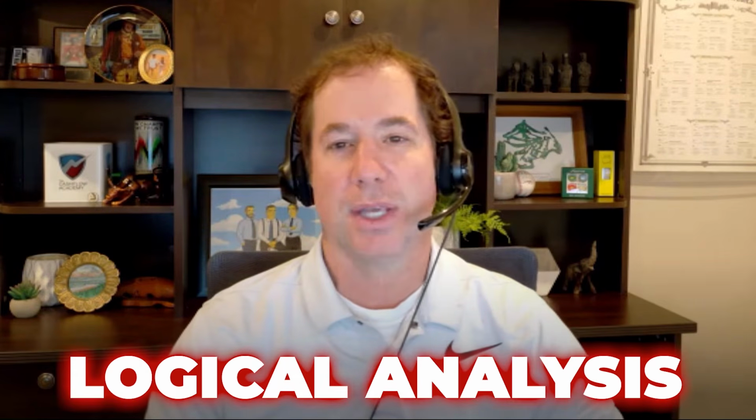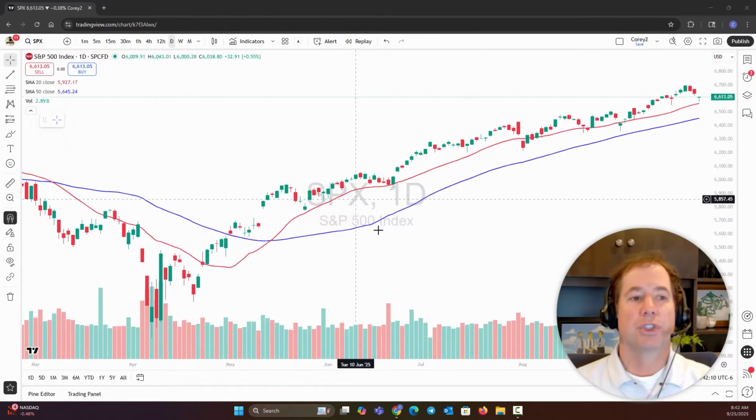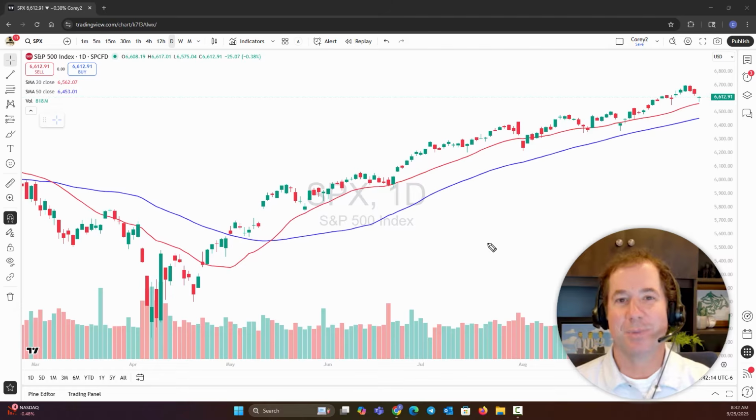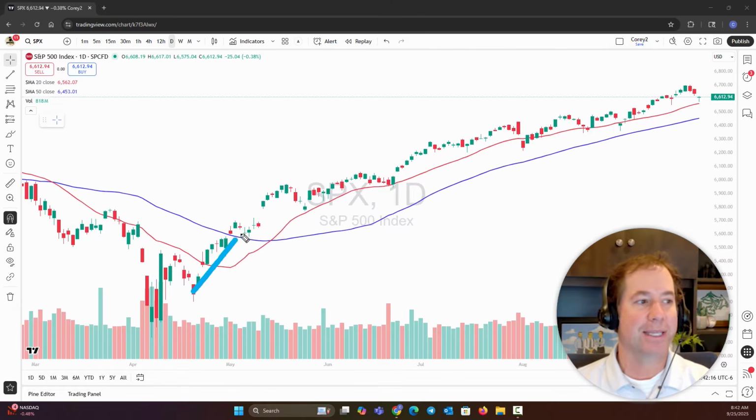We're going to do logical analysis to put the odds in our favor, find a better entry price and a better opportunity. So let's jump in. If we use the chart of the S&P 500, you can see where this race began. The race began back here. This is what we call the breakout point.